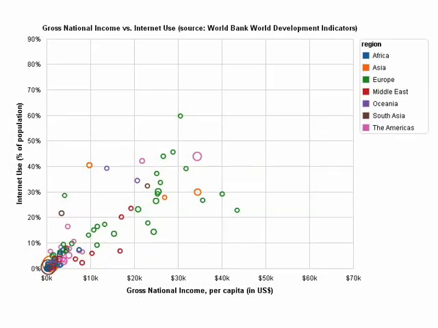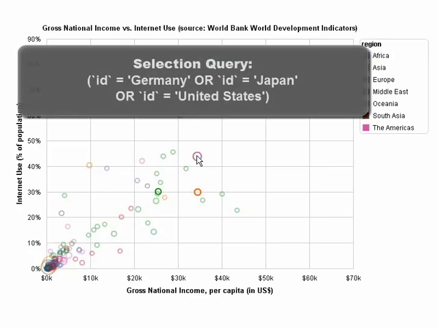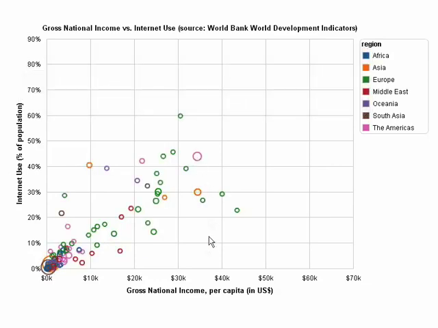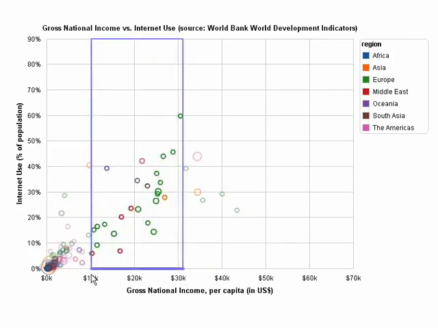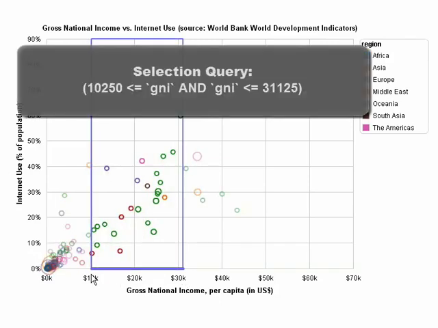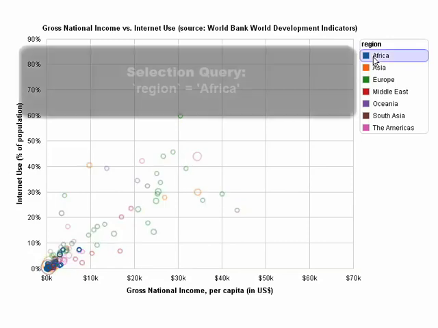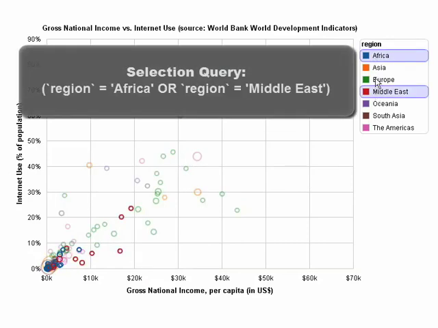Our system translates selection gestures into declarative queries. Clicking items selects them directly. Drag operations on the visualization and axes generate range queries. And clicking on the legend selects all items with matching attributes.